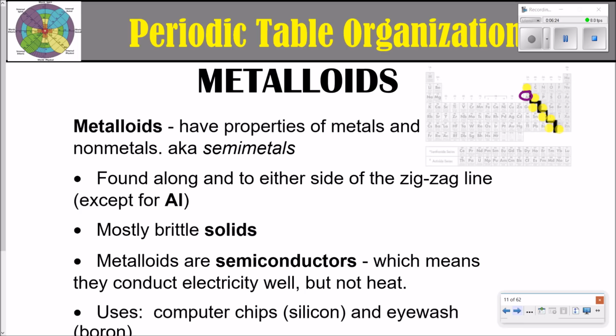Metalloids are going to have properties of metals and nonmetals, so we call them semimetals. They're found along and to either side of the zigzag line right here on the periodic table, except for aluminum, which is going to be a metal. They're mostly brittle solids. They're semiconductors, which means they conduct electricity well, but they don't conduct heat well.